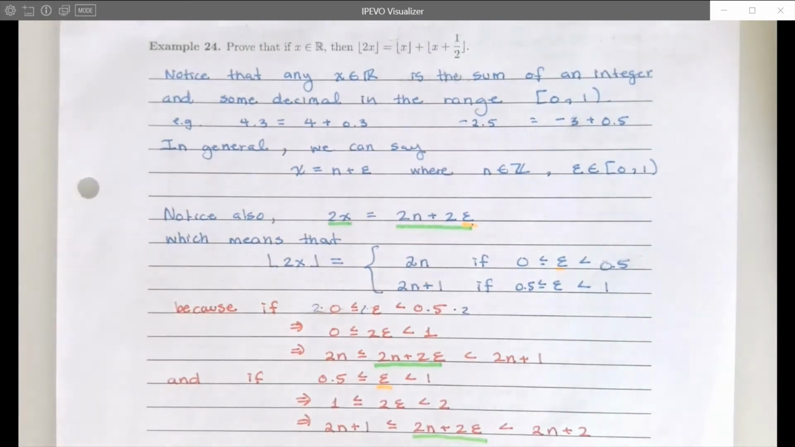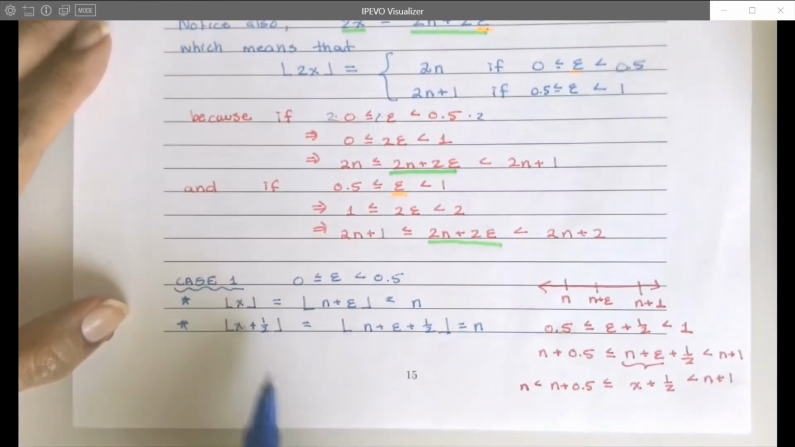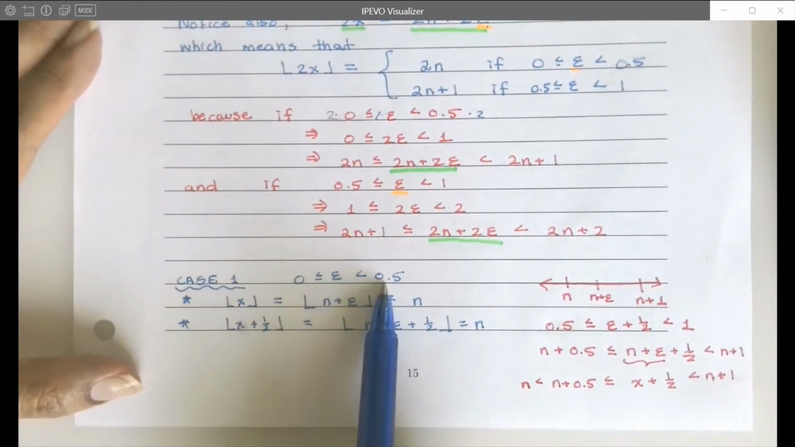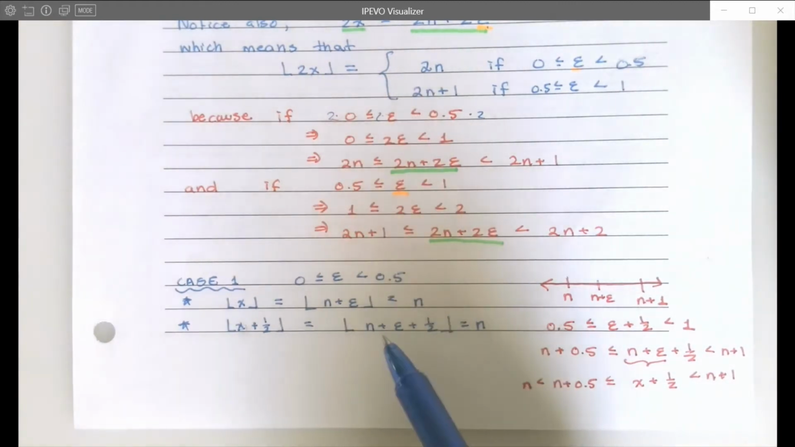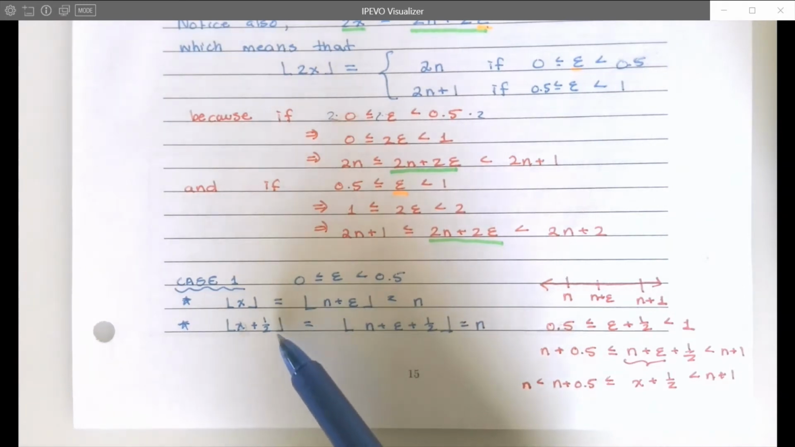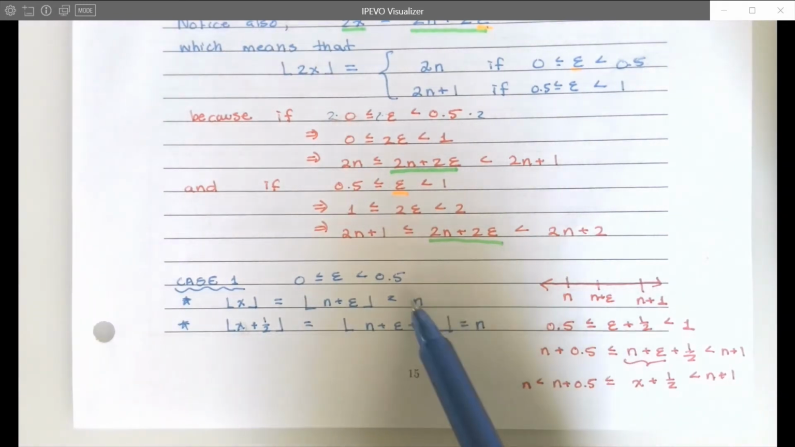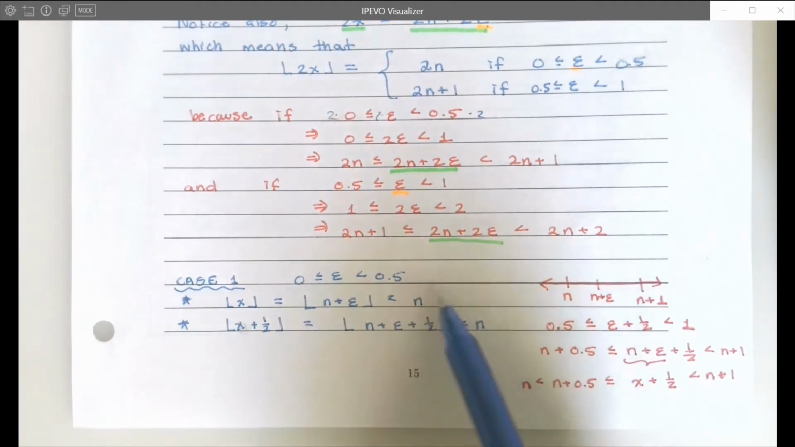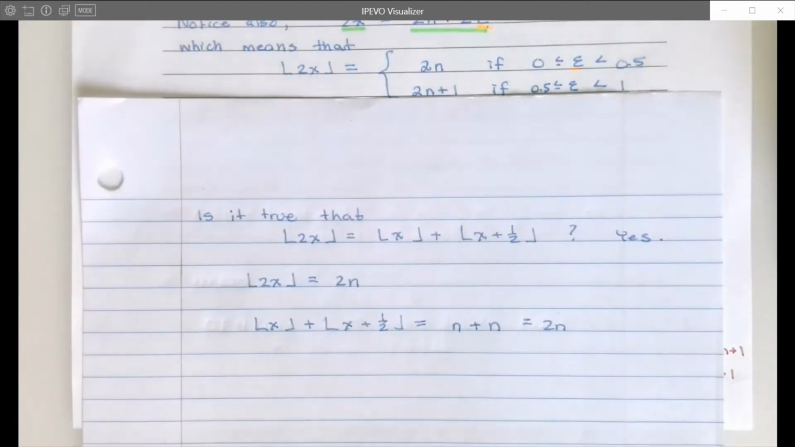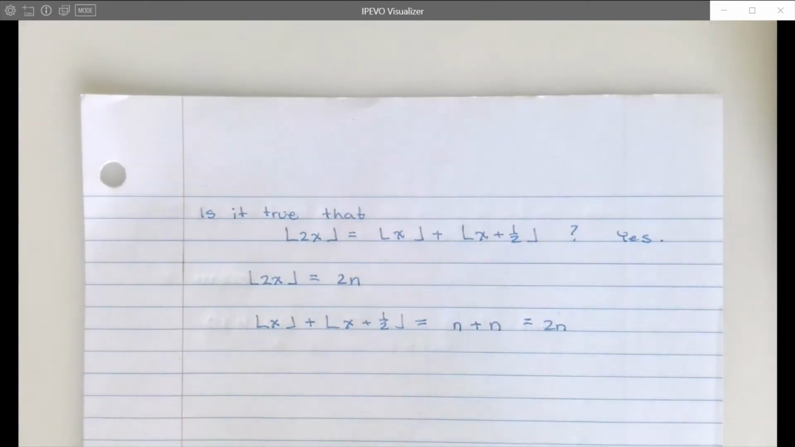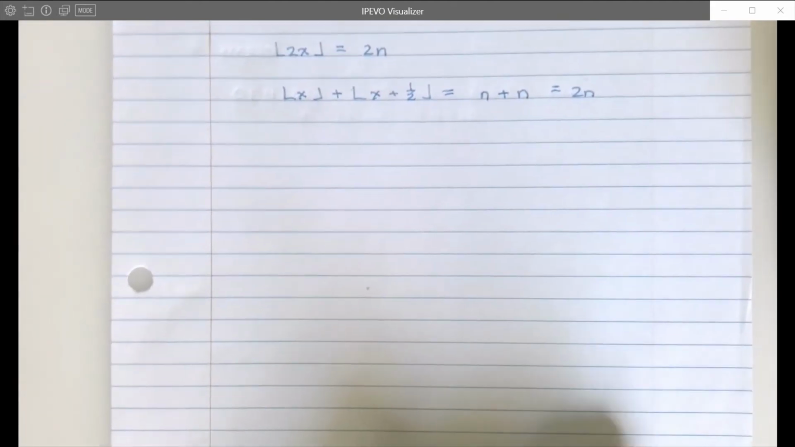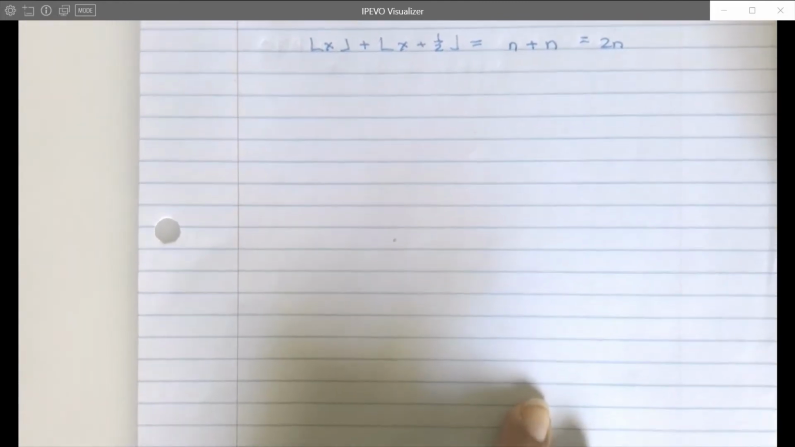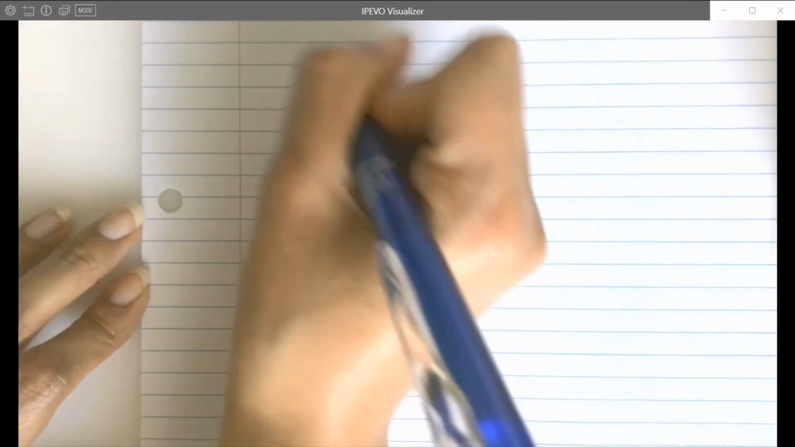So we were able to prove that in the case where epsilon is between 0 and a half, the floor of 2x, which is 2n at that point, will indeed equal the floor of x plus the floor of x plus a half, because both of those gave us n each, and so if we take the sum of the two, we'll get a 2n. So now what we're going to be proving is that the equality of the statement still holds even when epsilon is between 1/2 and 1. So this we'll call case number 2.